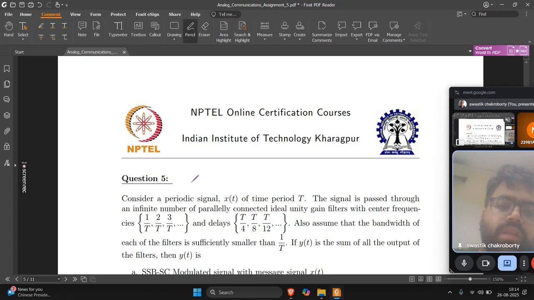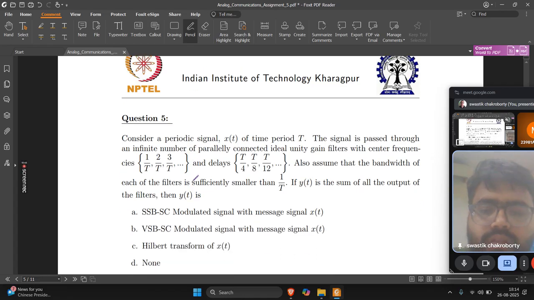Next, consider a periodic signal x(t) of time period T. The signal is passed through an infinite number of parallelly connected ideal unity gain filters with center frequencies 1/T, 2/T, 3/T, and delays T/4, T/8, T/2.